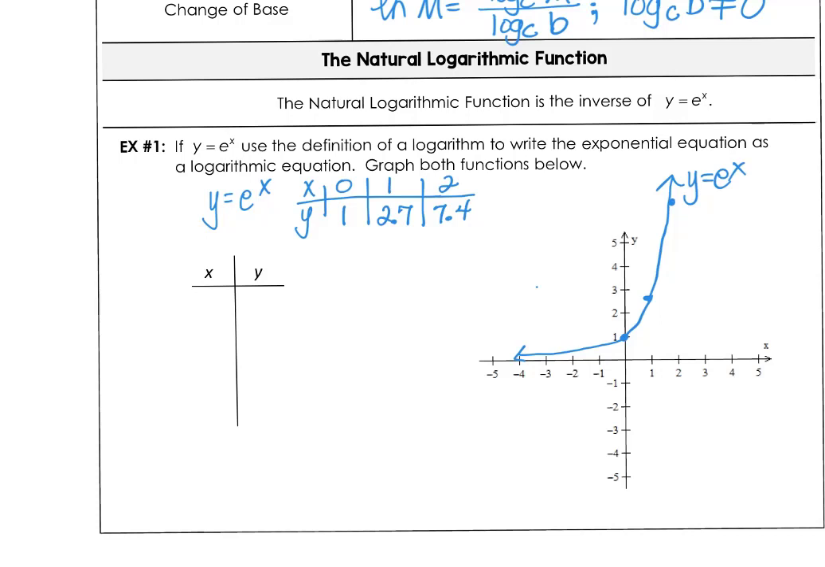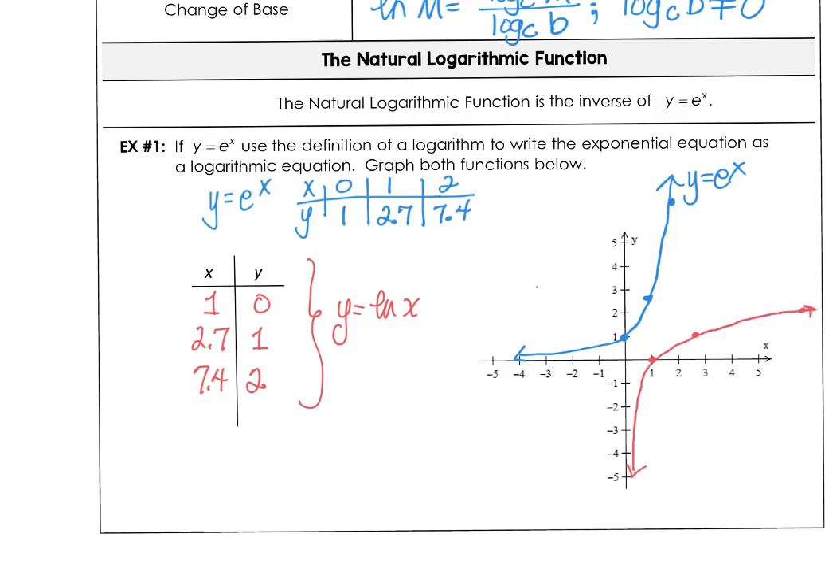And inverse functions, when you interchange, we're going to use this table to represent y equals the natural log of x. So the x becomes y and the y becomes x in our table. 2.7 is 1 and 7.4 is going to map to 2. So our logarithm graph would be (1, 0), (2.71, 1), and then (7.42, 2), and that graph would appear like our logarithm graph. This is the natural log of x.